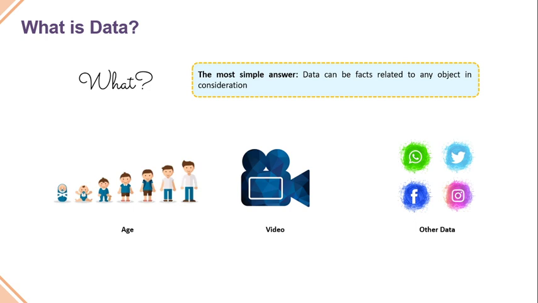Now, there can be many definitions for describing what data is. The simplest one could be that data can be facts related to any object in consideration. Suppose you are storing some information about a customer. The customer's name, age, income, whatever attributes you find necessary for your application to function, is considered a fact about the object, being the customer, and so on and so forth.